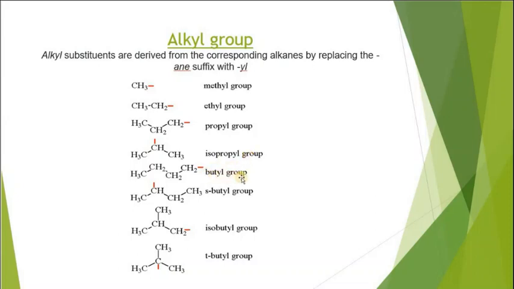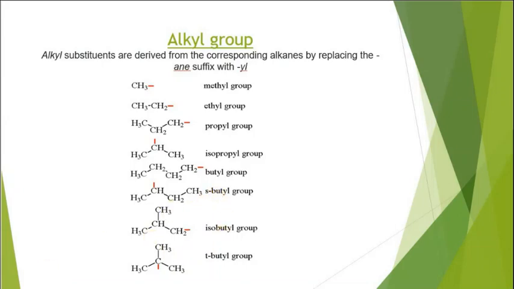Similarly, we can have butyl group derived from butane. Butane is C4, having 4 carbon atoms and there are 10 hydrogen atoms. Out of that, if we remove one hydrogen from the terminal end, it would become butyl group. And if it is attached from the middle carbon atom with anything else, as the point of attachment this red line is showing, it would become secondary butyl group, or sec-butyl as well. S stands for secondary butyl.